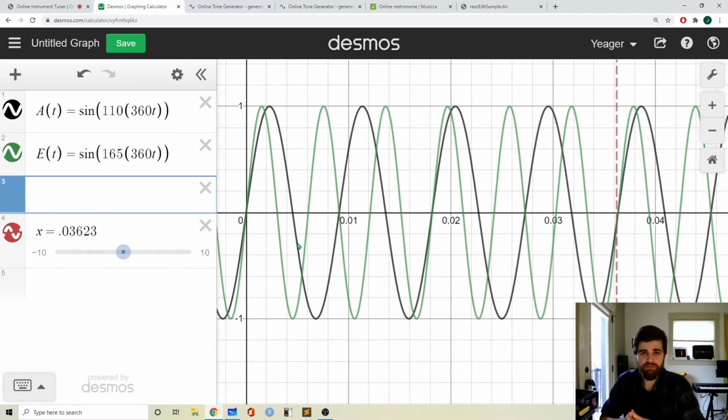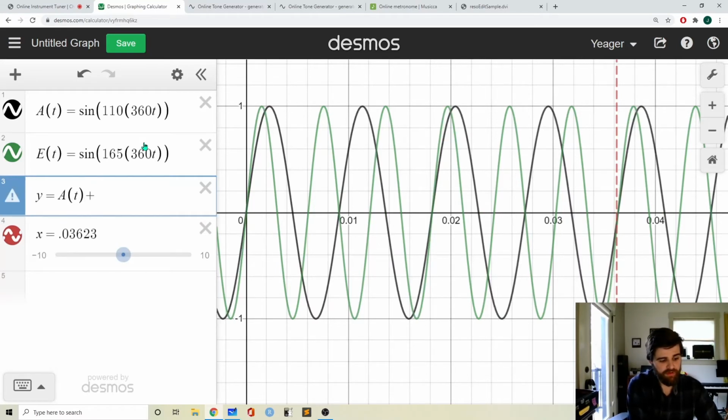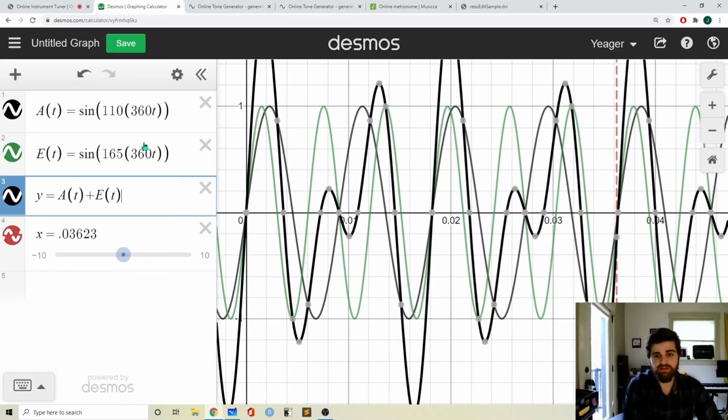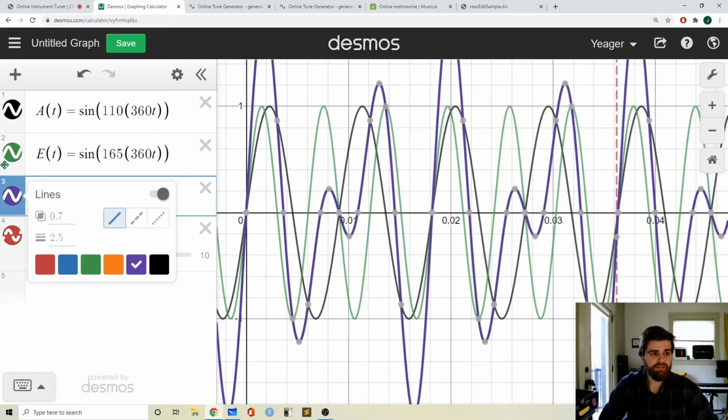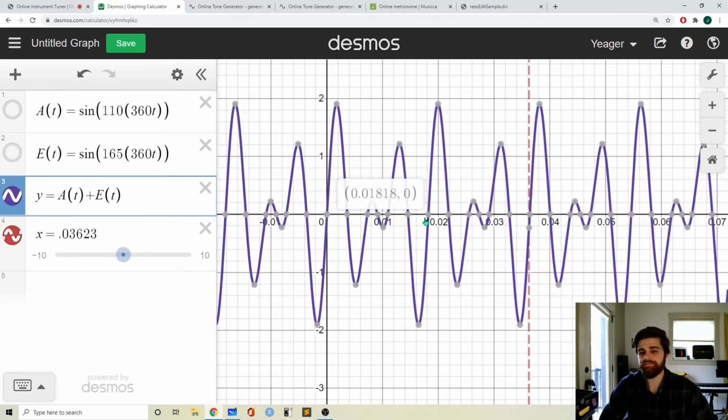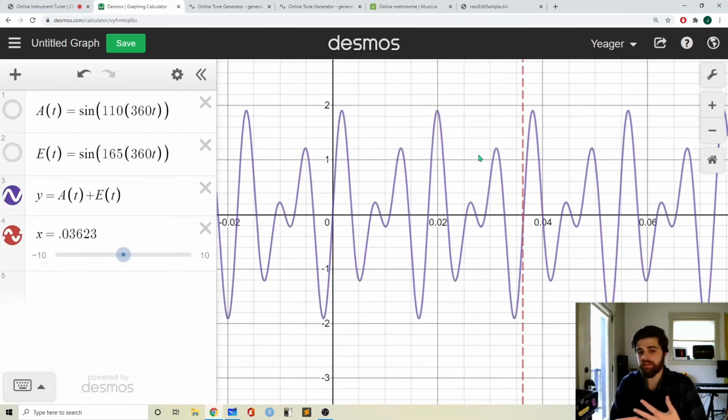We can also represent what happens when we put these waves together. And that's pretty easy to do, actually. If I wanted to add these two functions together, think about what the sound wave would look like when we played the two notes together. We get something like, let me change my color here. We get something like this. So this is what it looks like to play a note and its perfect fifth together.